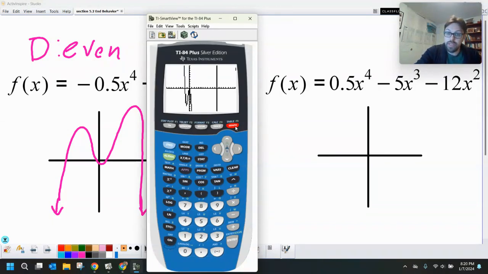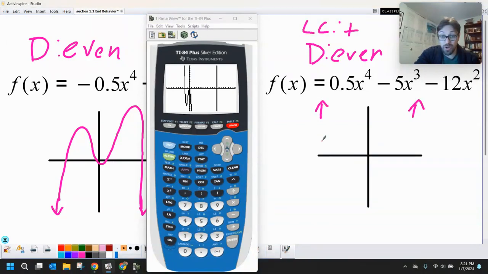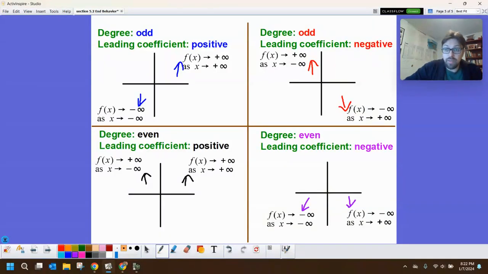There we go. Since the degree is even and the leading coefficient is positive, this thing must start and end high. So I'm going to make a little graph. And it looks something like that. It doesn't need to be perfect. And that's the rundown of end behavior.